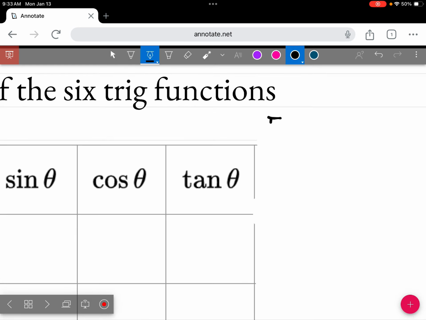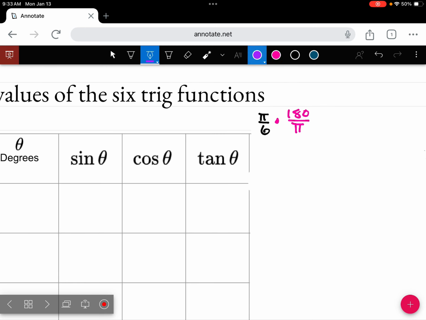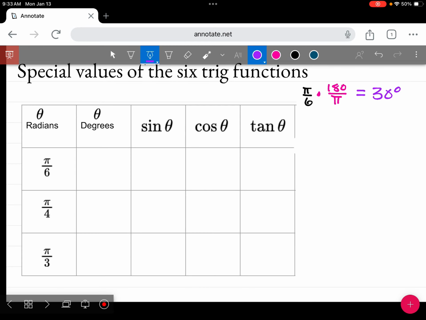So if I take my pi over 6, I'm just going to put it over here, and we multiply it by our 180 over pi. That switches us over to degrees. So what is pi over 6 in terms of degrees? 30 degrees. So pi over 6 is the same thing as 30 degrees.